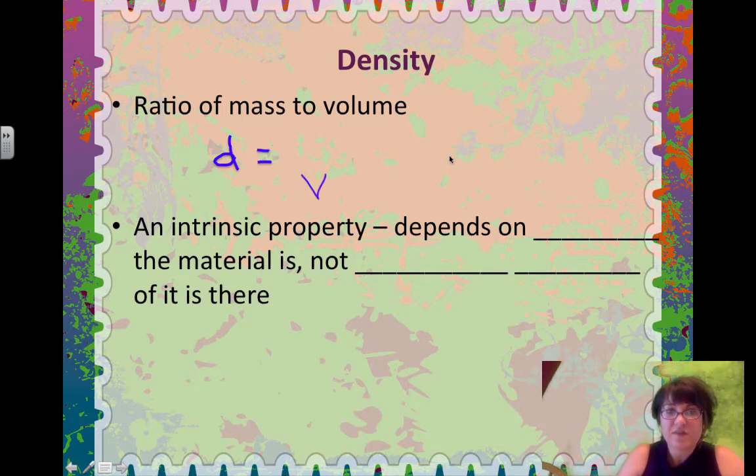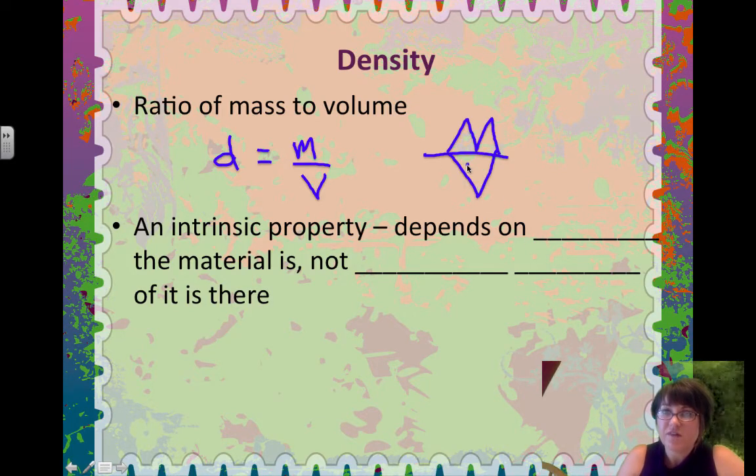One of my students taught me this little trick. When you do the mass over the volume, you can make it look like a fox. And then if you need to know what the density is, you just ask yourself, what does the fox say? Oh, and then you'll know the density. You can sing in your head if you need to. I'm not going to sing for you.